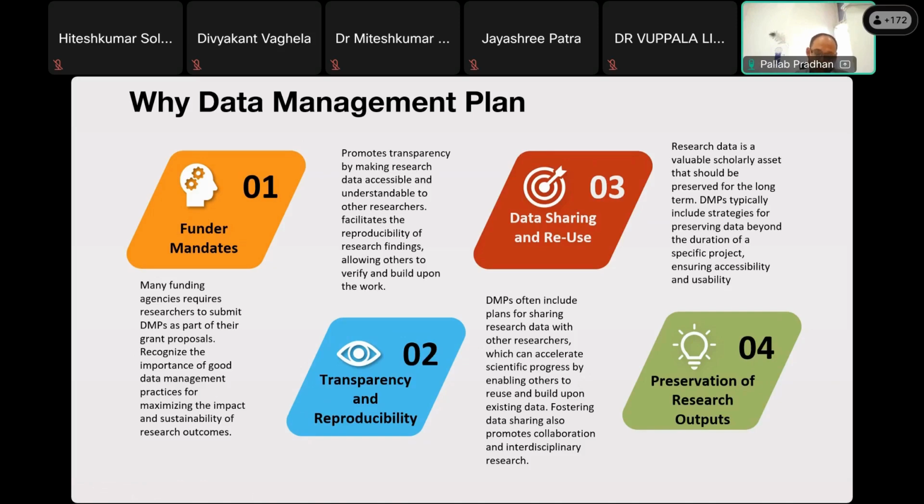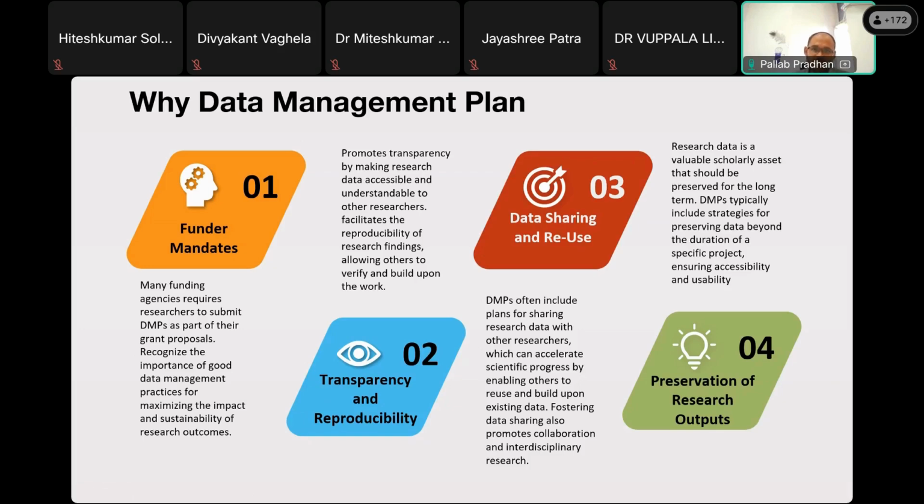So the DMP also helps with how we are going to make your data open, how we are going to share it. If it is open, the data will be available to all, and anybody can verify, look into it, and see whether there are any mistakes or errors in the data. So transparency and reproducibility will be there, and that is necessary for proper research.